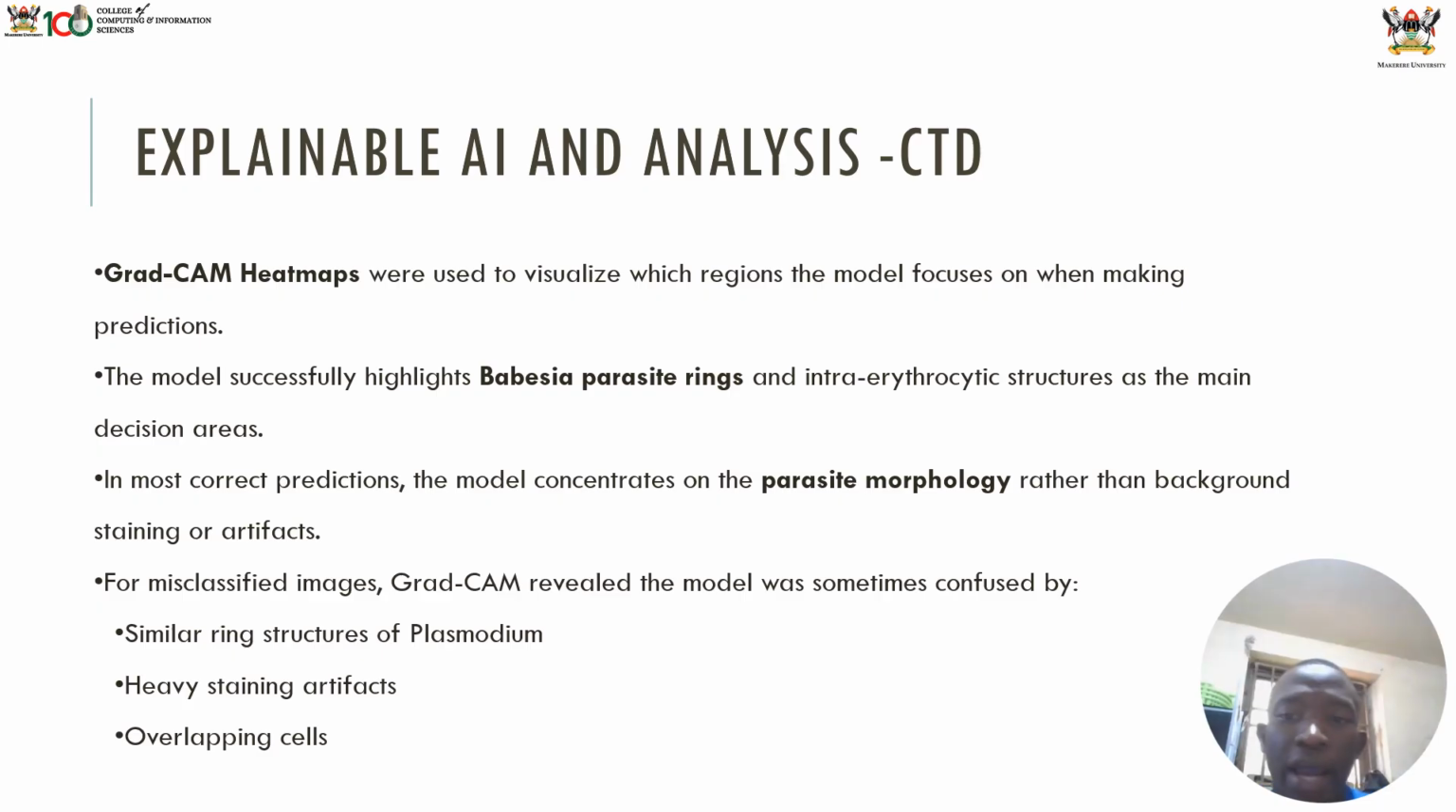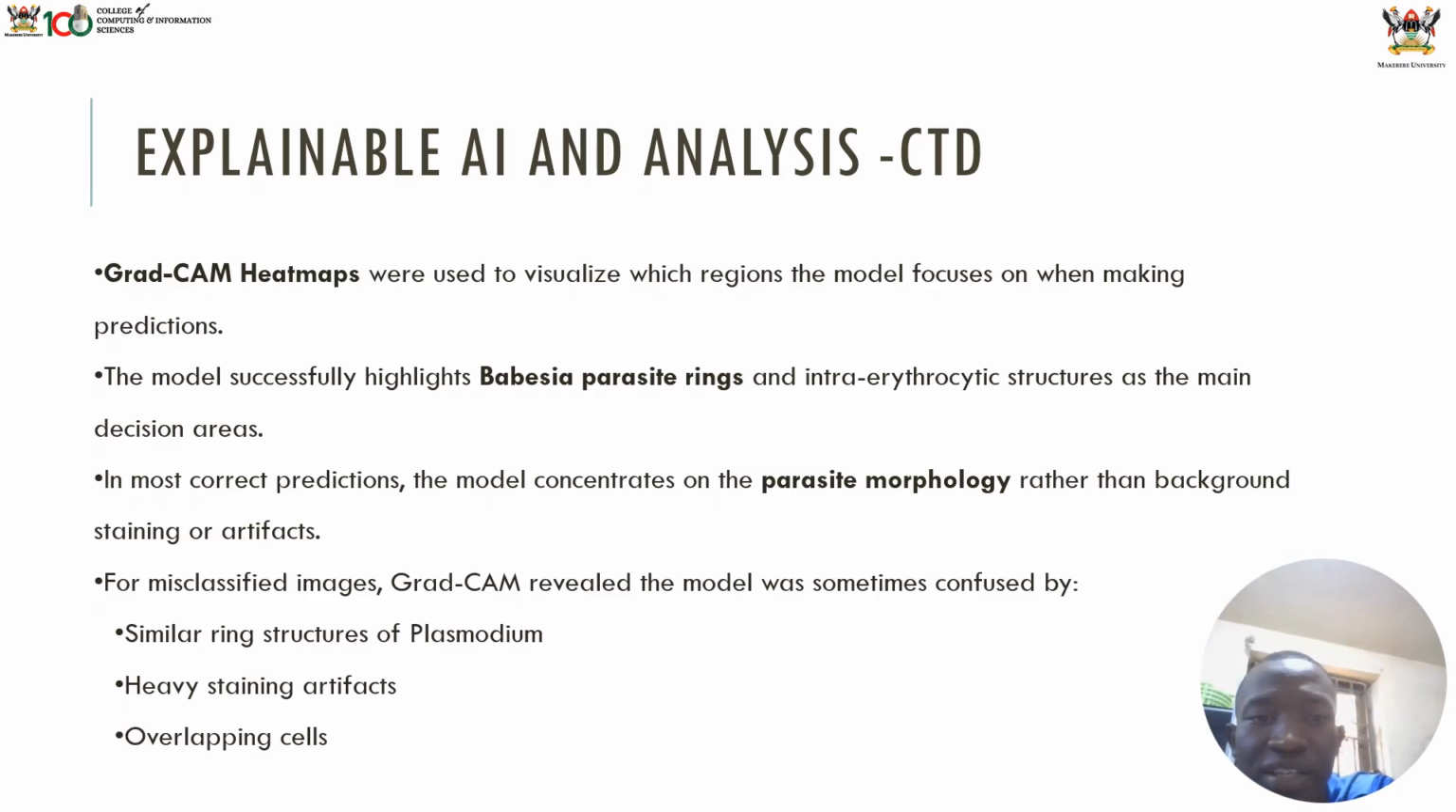So we have our explainable AI analysis. To build trust in our model, we applied explainable AI and Grad-CAM heat maps. This technique helps us visualize and understand which part of the blood images our model is focusing on when making predictions. As you see in some of the examples, when the model makes a correct prediction, it successfully highlights the Babesia parasite ring and the structures inside the red blood cells. This shows that our model is learning biologically meaningful features, and not just background noise or staining artifacts.